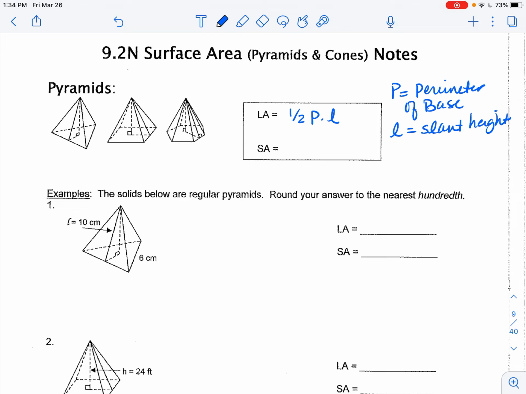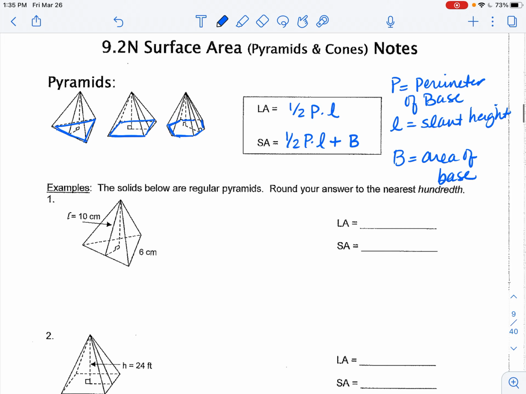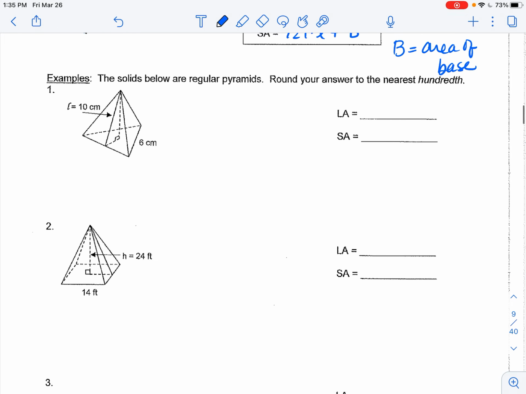The total surface area is going to be 1/2 the perimeter of the base times the slant height, so that's the lateral area, plus the area of the base. So when we're given a pyramid, we might have a base that's a triangle or a rectangle or, looks like this is a hexagon. And then later on, when we get to cones, our bases will be circles. Let's take a look at some examples.